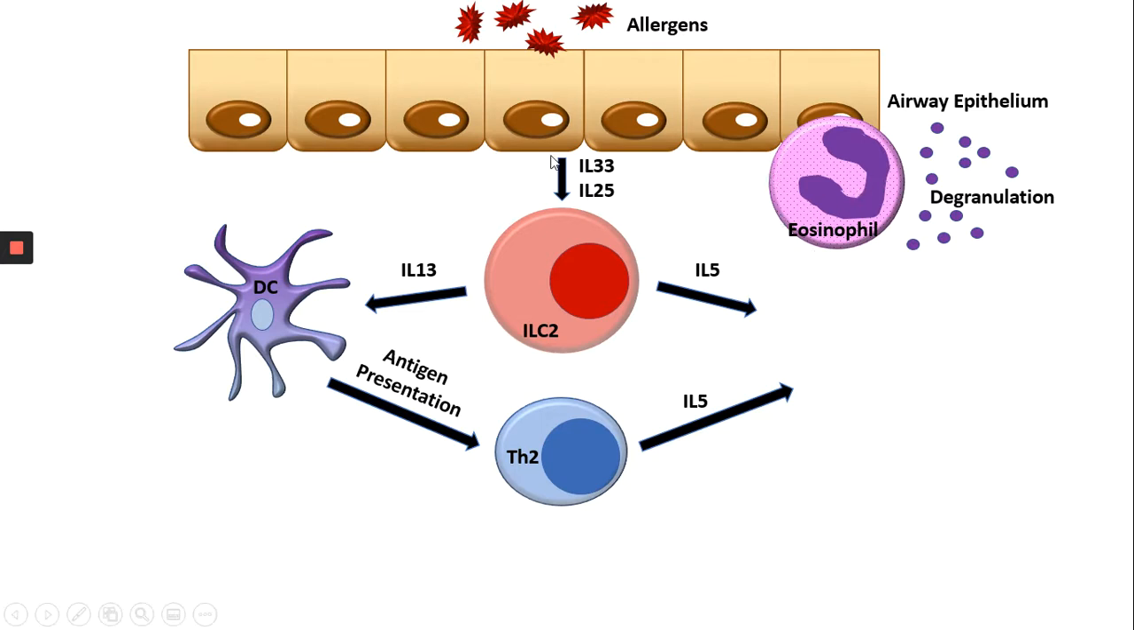It's really important to understand this pathway in order to figure out where along the line we can inhibit it to avoid any of these responses and ultimately treat the asthma response.